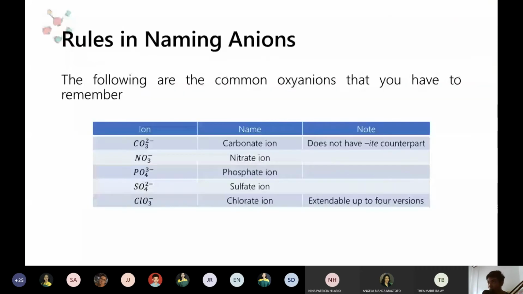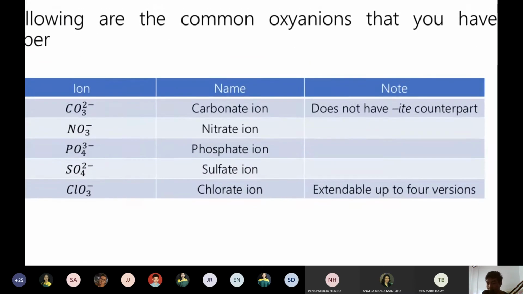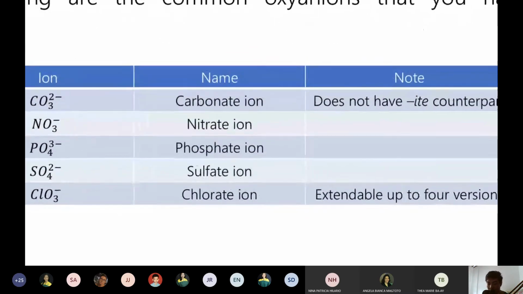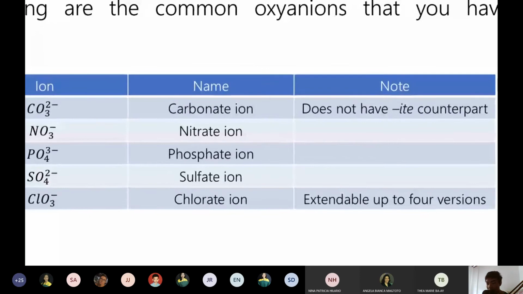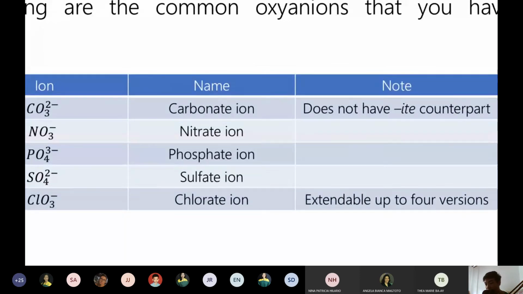Okay, so you have this table now. This is the table that you have to remember or familiarize. Kay bahala na. So, bibigay ko na yung mga names nila para hindi na kayo mag-worry. Okay. So, CO3, this is the common oxyanion for carbon. Ang name niya ay carbonate. Ito yung nasa baking soda, nasa soft drinks. So this is the carbonate, this is the common oxyanion.